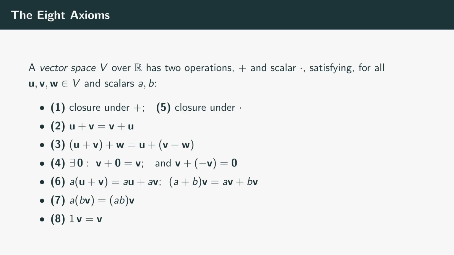Then the rules linking the 2 operations: scalar multiplication distributes over a sum of vectors, and also over a sum of scalars; multiplying by A, then by B, equals multiplying by A times B; and scaling by the number 1 changes nothing. That is the entire definition. Notice it never mentions arrows, components, or length. Any set with 2 operations obeying these 8 rules is a vector space, full stop.